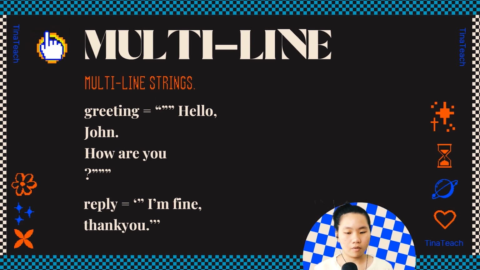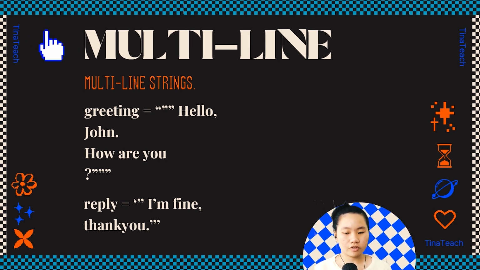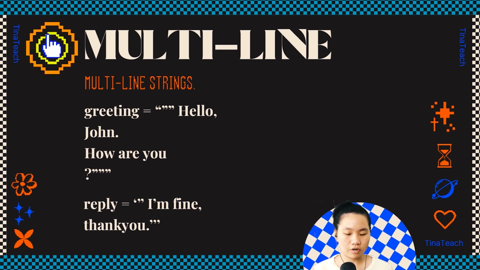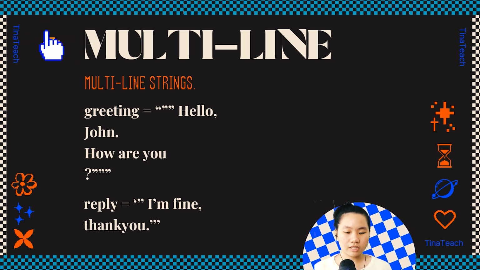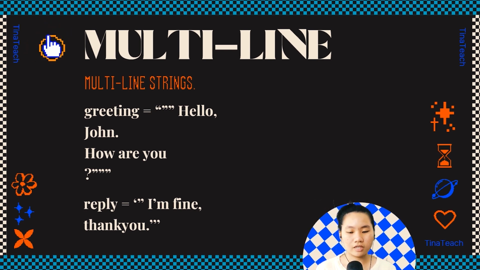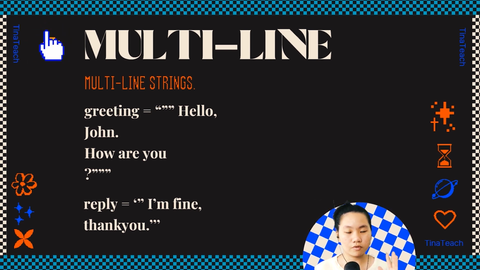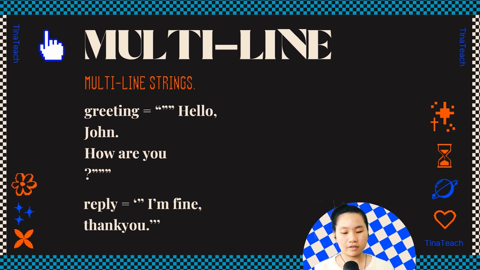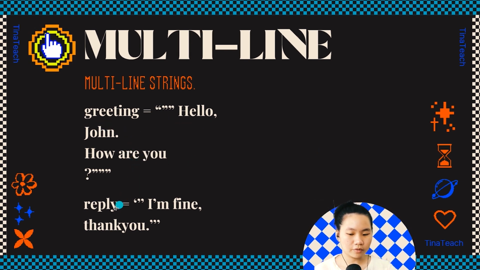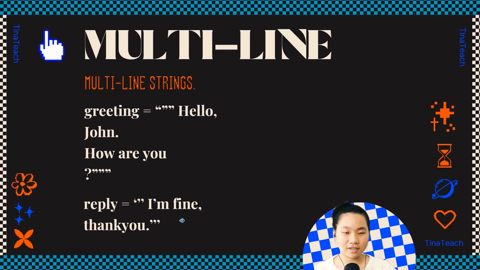Okay, now let's see what we're working with next. We're working with multi-line strings. You don't get to see this often in a lot of tutorials, but with multi-line strings you can really just make do with 3 quotes. That's what you need, 3 quotes. You don't need to bother with the formatting. Okay, greeting, hello John, how are you? Reply, I'm fine, thank you. That's it.